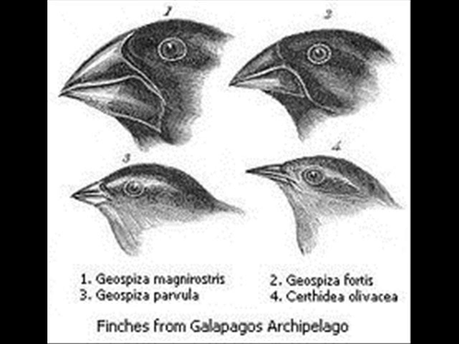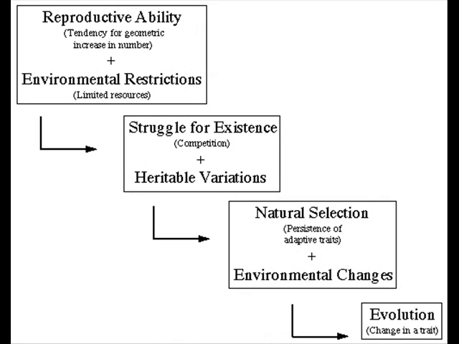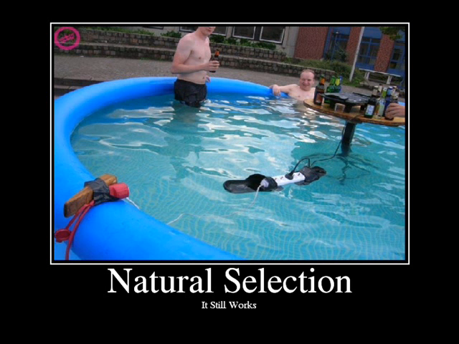The environment affects fitness. Natural selection occurs in any situation where there is struggle for existence, variation, adaptation, and survival of the fittest. Natural selection depends on the organism's ability to reproduce.